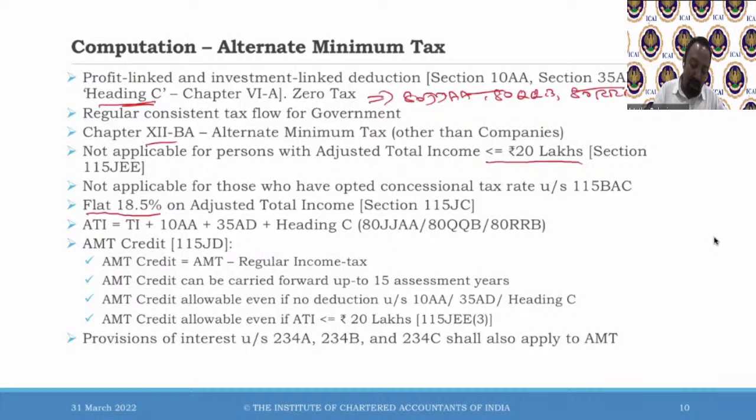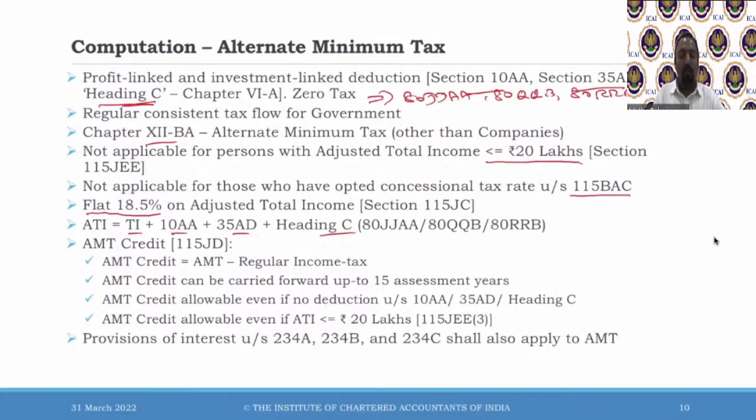Now this provision is not applicable on 115 BAC. So if someone has opted for 115 BAC, this provision is actually not applicable at all. They need not calculate if they are falling under 115 BAC. And what is adjusted total income? It is nothing but total income plus 10AA plus 35AD plus 18C. The three sections that are applicable for intermediate, we need to add if there is anything from that. So that is the thing.